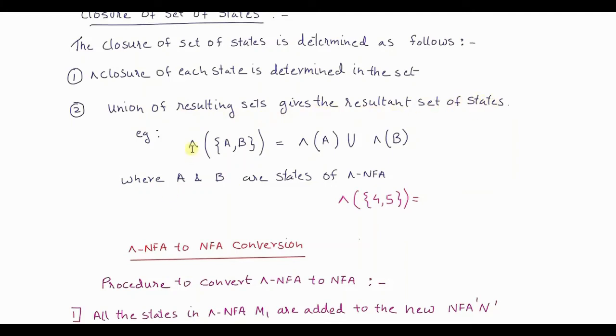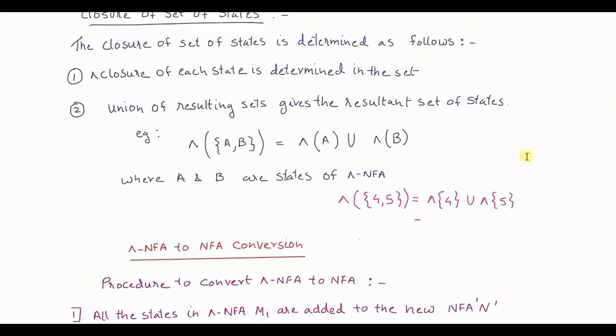For example, I am assuming capital A, capital B are some states of the null NFA. Then closure of A comma B would give you closure of A individually, union closure of B individually. So I'll apply this formula here. I want to find out what is closure of 4 comma 5. So this will be closure of 4 individually, union closure of 5 individually.